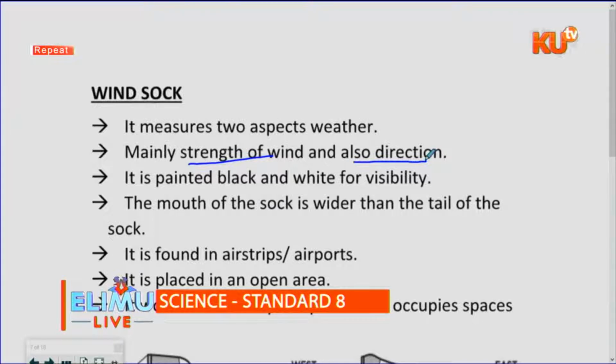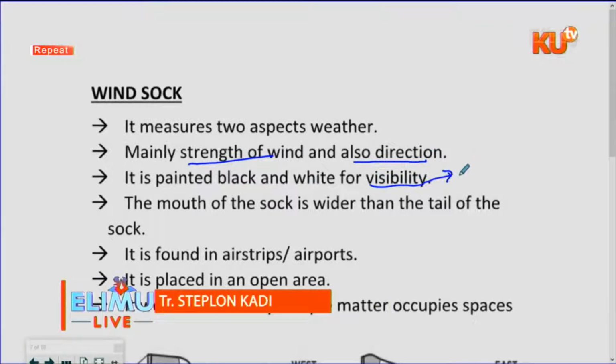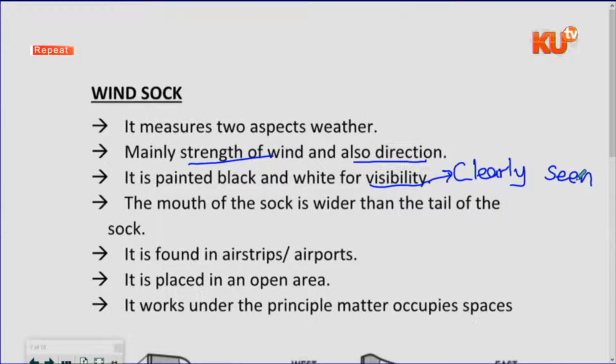A windsock is also painted white and black, and it's painted white and black for the purpose of visibility. In case you're wondering what is visibility, it is in order to be clearly seen. That's what we mean by visibility. So it is painted black and white. Now I said it's found in airports or airstrips. So the pilot looking at a windsock should be able to see it clearly. That's why it's painted white and black. Or if not white and black, we can also have contrasting colors which can enable visibility.